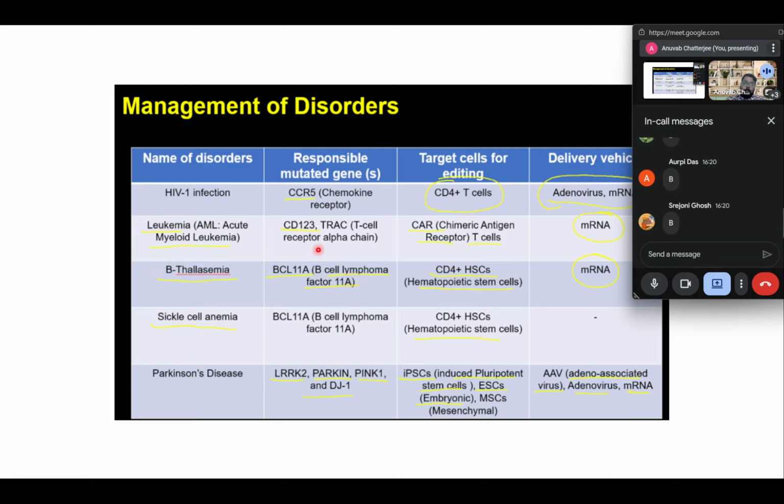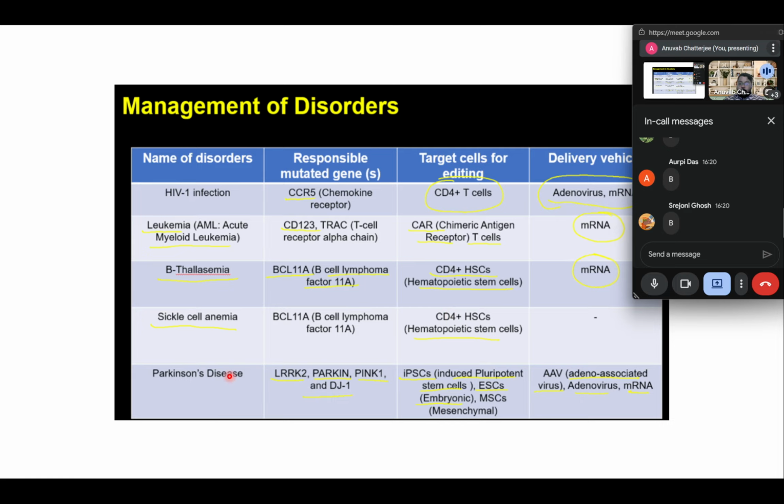Thalassemia is a disorder in which the BCL11A gene gets mutated, and you again use an mRNA-based targeting strategy to change the DNA. Sickle cell anemia, again, BCL11A gets disrupted, which causes the red blood cells to take a sickle shape and reduces the ability to transfer oxygen to different parts of the body, especially in capillaries. And again, the target strategy includes aiming for the specific cells in which this mutation has occurred, or in cells in which most of the problems are occurring.